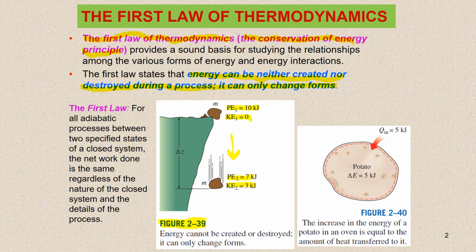A major consequence of the first law is the existence and the definition of the property called total energy, capital E. Considering that the net work is the same for all adiabatic processes of a closed system between two specified states, the value of the net work must depend on the end states of the system only, and thus it must correspond to a change in a property of the system. This property is called the total energy.